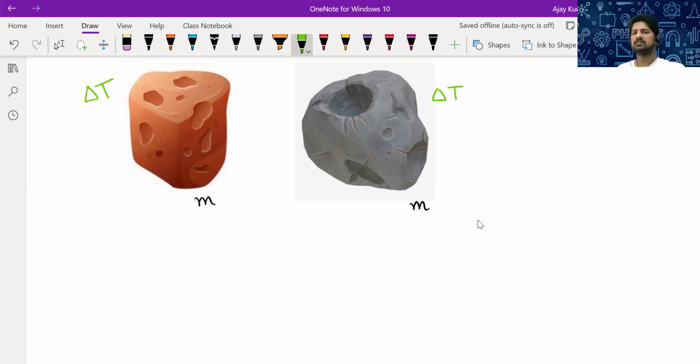Do you think they will require the same amount of heat, or maybe they will need different amounts of heat? You can't exactly tell which needs more heat, but do you think they will always need the same amount of heat, or could the heat required be different? We are not talking about expansion, we are talking about temperature change. To bring about the same change in temperature, do you think they will need the same amount of heat or different amounts of heat?